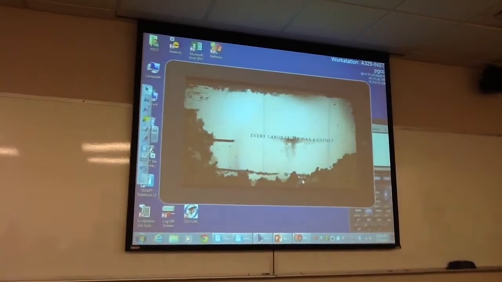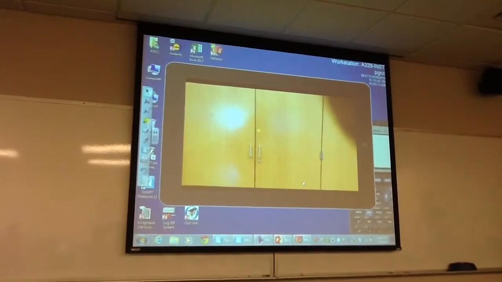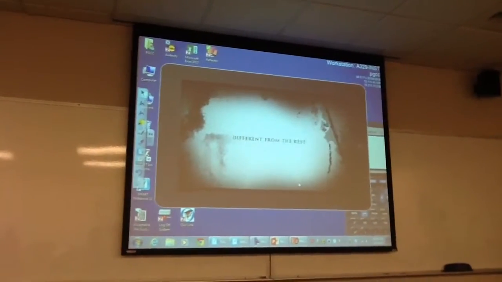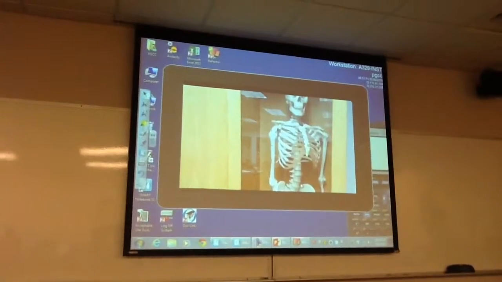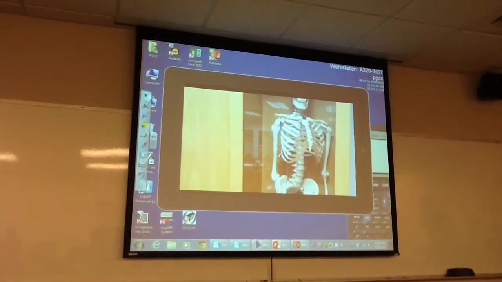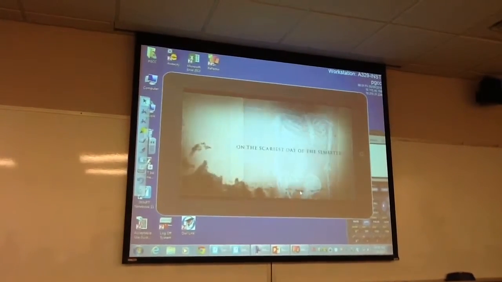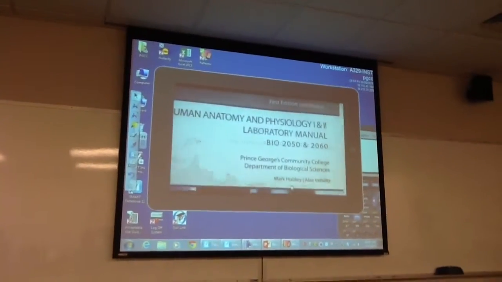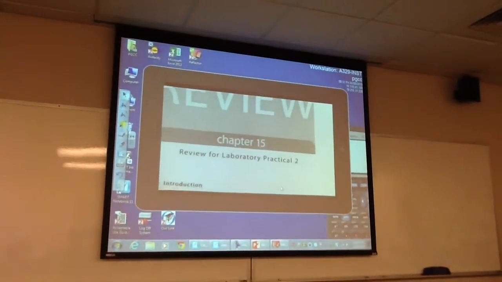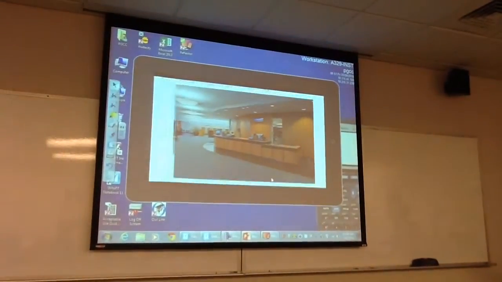And we do have a closet. That's our closet. And the students go, oh, wow, that's the closet. Yes, it is. That's the skeleton in the closet. It gets exciting in a second. It's the library.